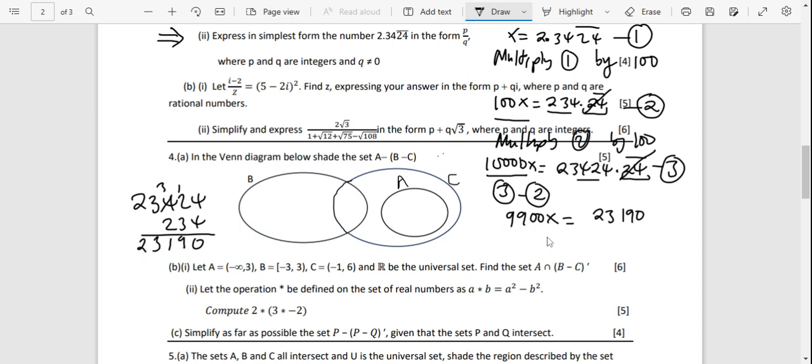So that's the number. Then divide both sides by 9,900 to remain with x. 23190 over 9900. As simple as this. So that is going to be the answer.